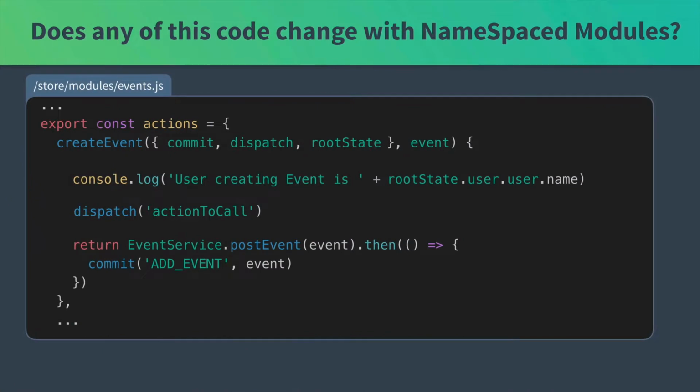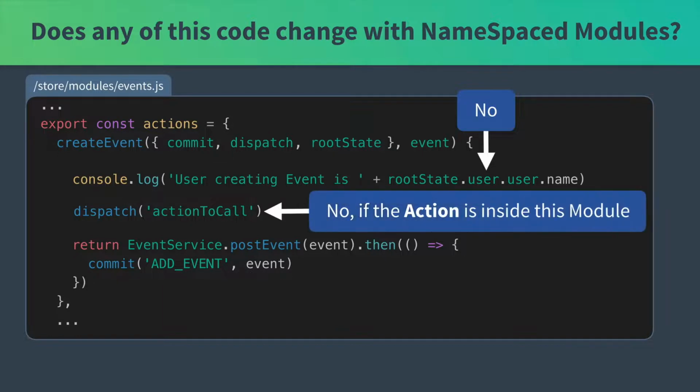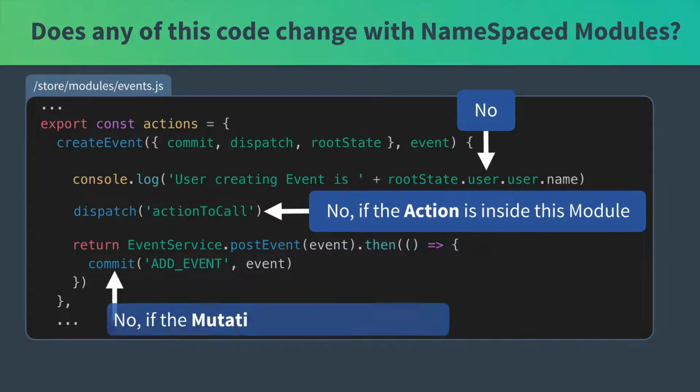Remember this code from earlier, the create event action? Well, does any of this change with namespaced modules? Let's take a look. Does the way we access the state change? No, nothing changes here. It still works fine. What about when we call an action? Well, this doesn't change as long as the action is inside this module. What about calling mutations? Again, this doesn't change as long as the mutation is inside this module.